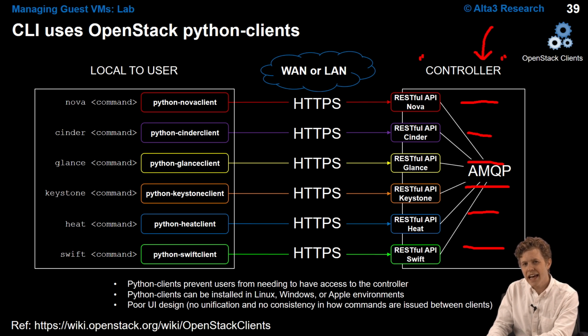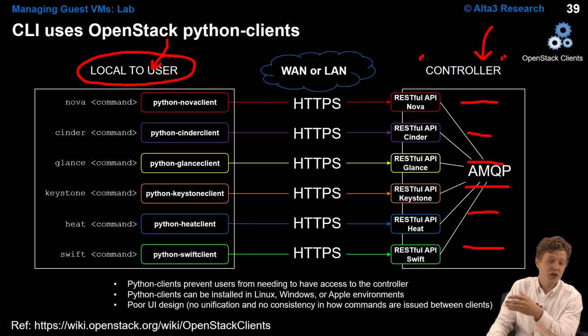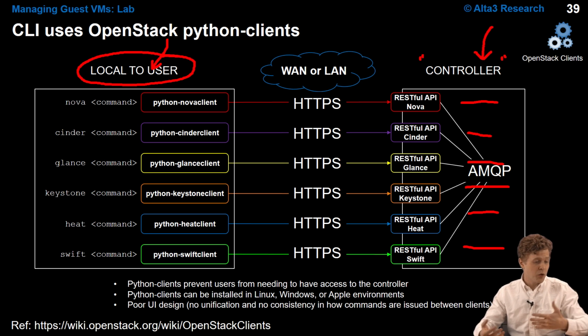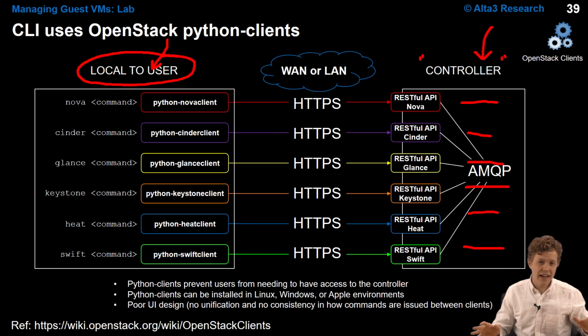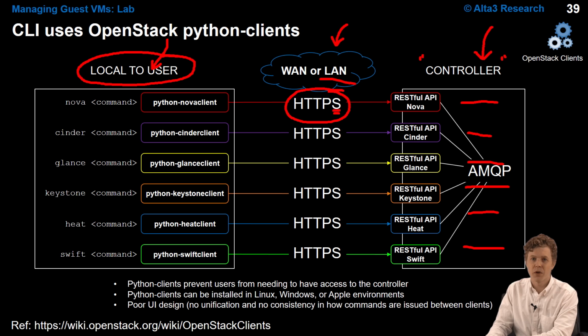Now, if you look on the left, I have local to user. What does that mean? Well, this means your environment, whatever that happens to be. Is it your personal laptop? Is it a box you SSH into? Is it a Windows machine? Is it a Linux machine? Is it a Mac? Don't know, don't care. The point is you are separated from the controller by a WAN or LAN interface, right? The only way to reach out to the controller is ultimately going to be using HTTP, HTTPS protocol. Focus on the S right there.